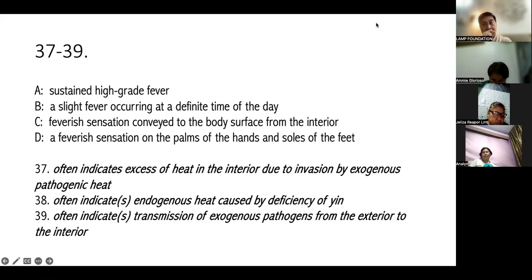Okay, number 38. Number 38 often indicates endogenous heat caused by deficiency of yin. My answer is slight fever, occurring at a definite time of the day, and a feverish sensation of heat emanating from the interior of the body, and a feverish sensation of the palms of the hands and the soles of the feet.